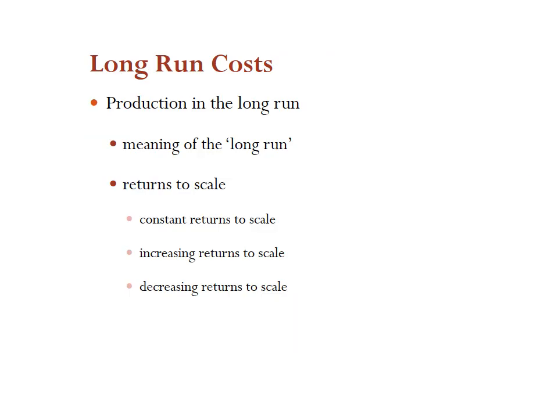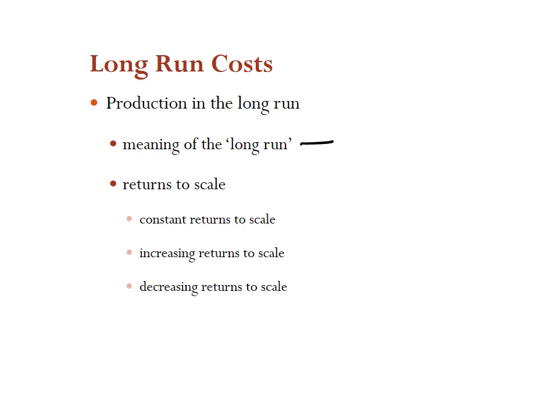Now, why have we gone over this whole process? It's really important for you to know what happens in the long run. In the long run, all factors of production are variable. So you can buy more land, you can employ more people. You can change any factor of production: capital, entrepreneurship, any of them. In the short run, one factor of production has to be kept constant, maybe your factory space, for instance. So in the long run, all factors of production can be changed.